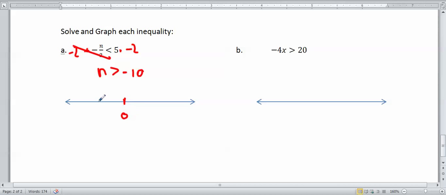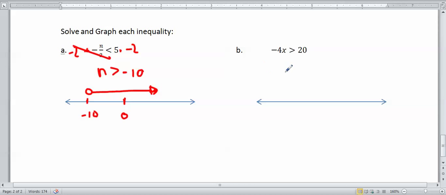Okay, so I put my 0 on here, mark my -10, and then check 0. Is 0 greater than -10? Yes, it is. 0 is bigger than a negative number. So I have an open circle because there's no equal sign underneath here. I'm not going to include -10 in my solution, and I want to go toward the 0 because I checked my 0 and it worked, so I want everything included toward 0.